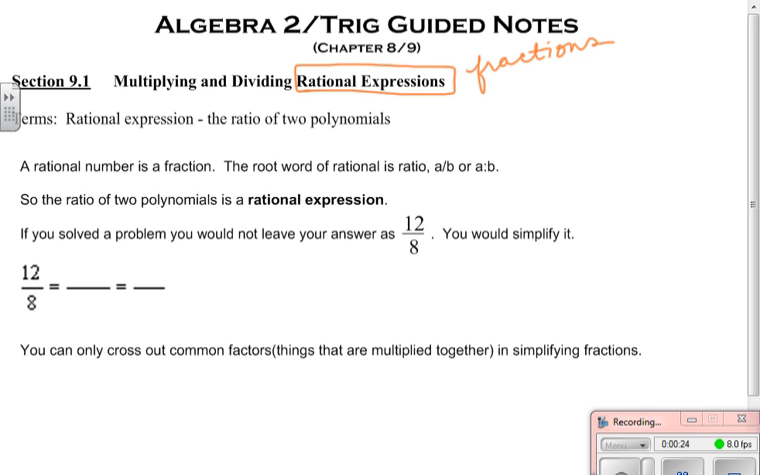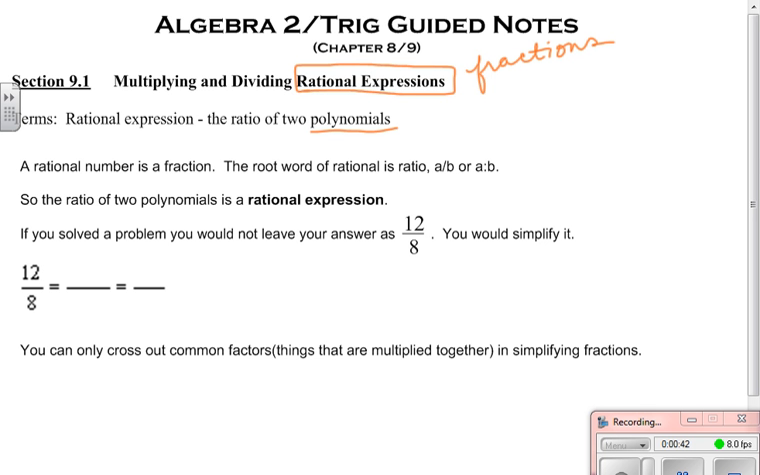So a rational expression is the ratio of two polynomials. This is where we're going to have those multiple factors, those x squared, x to the 5 kinds of things. A rational number is a fraction. So the ratio of two polynomials is a rational fraction. That's just a little explanation.